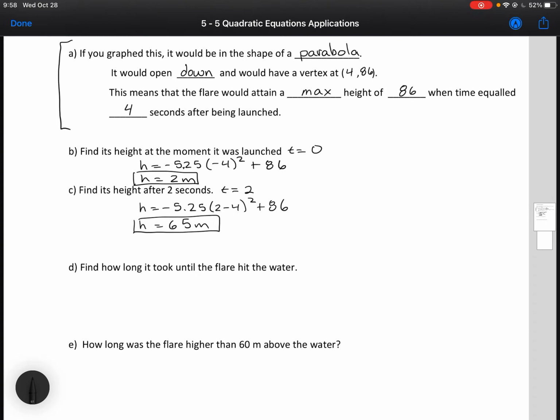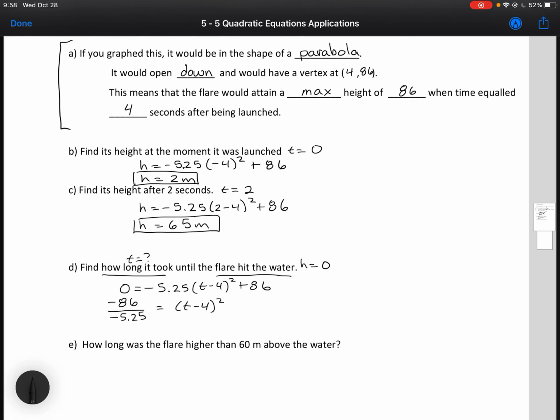Part D is going to ask us how long it took until the flare hit the water. So the flare hitting the water is h equal to 0. So that means instead of substituting into the right-hand side, we're going to substitute into the left-hand side. So we've got 0 equals minus 5.25 times (t minus 4) squared plus 86. And now we're trying to solve for t. So we're going to unravel all the pieces of the equation. First thing that we're going to do is move 86 over to the left-hand side. And I'm also going to divide by the term in front of that quadratic, so minus 5.25. That is going to leave me with (t minus 4) squared.